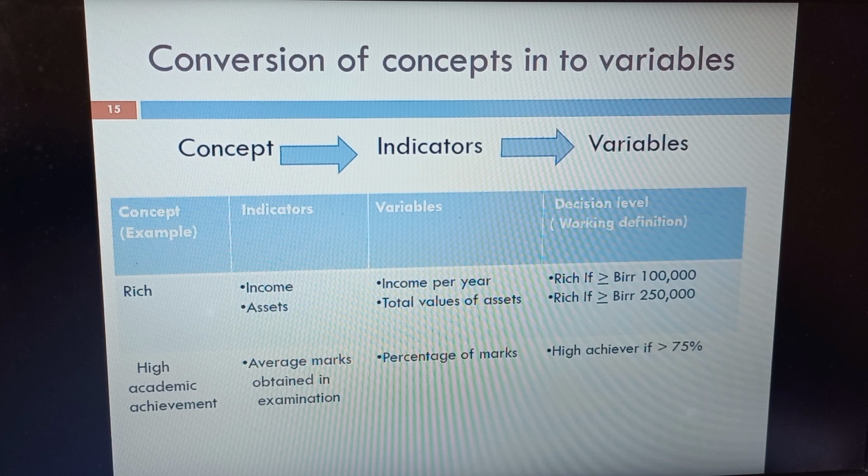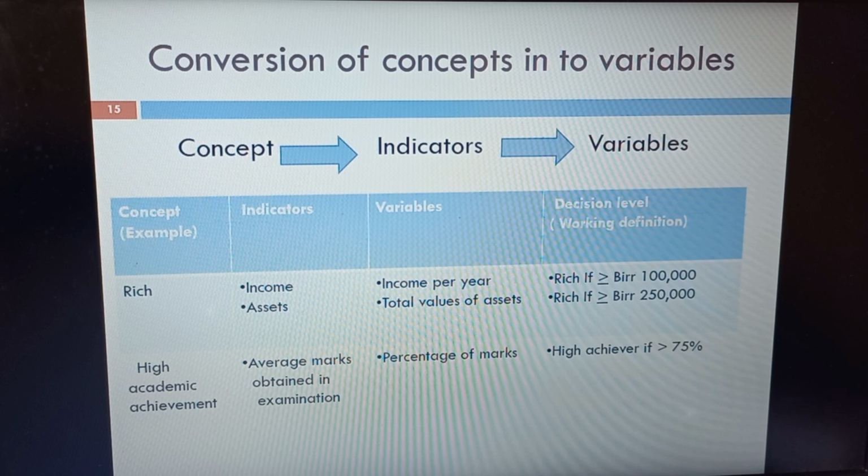So we are changing the concept into a variable. Rich is a concept which cannot be measured, but income per year and total values of assets, these are indicators that measure richness of an individual, and this can be measured. So this is a variable.